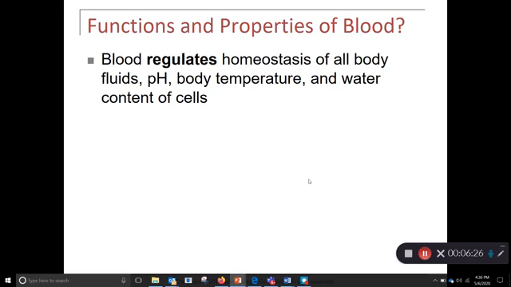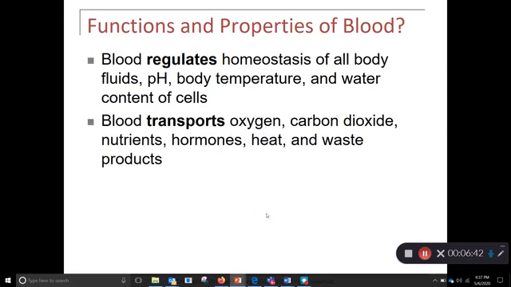And a lot of the time, it does have a regulatory portion. For instance, body temperature: if you get hot, guess where blood's going to go? It's going to go up to the surface of your skin to try and hopefully get off some of that heat. That's why you get more red when you get hot.